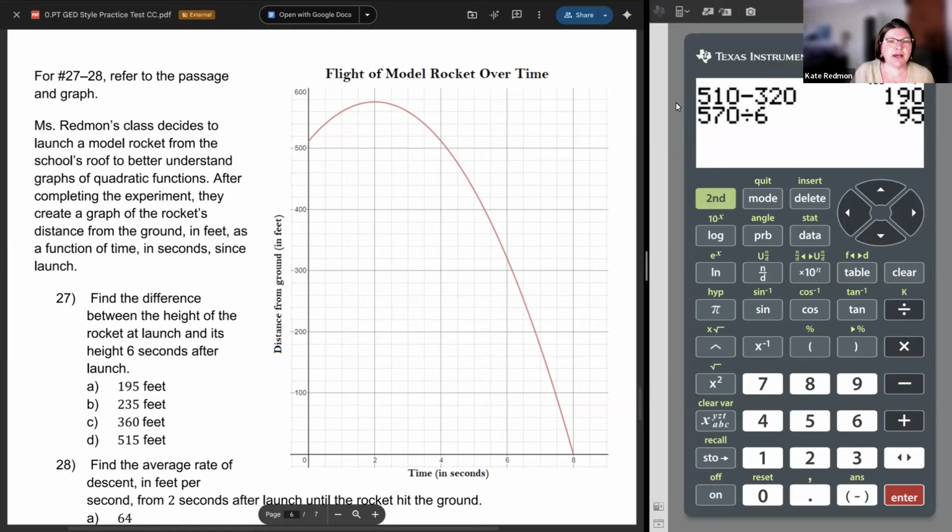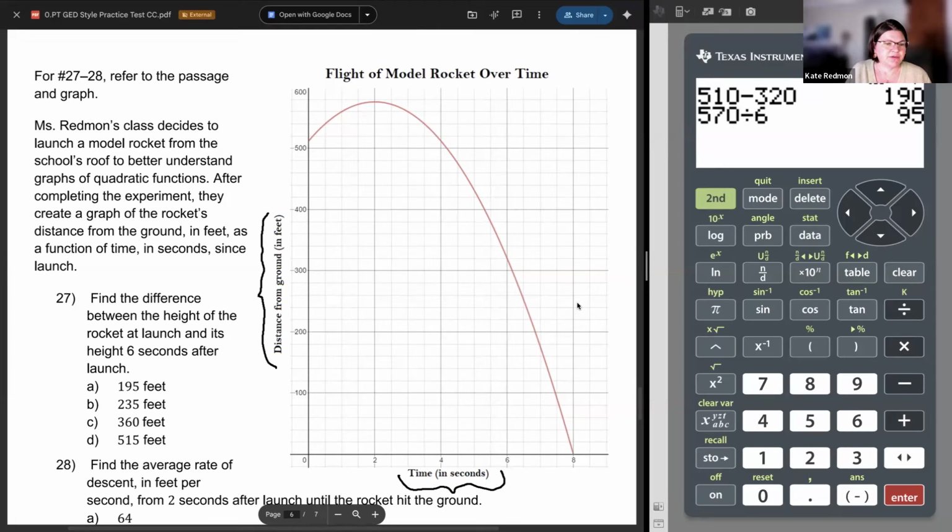So first of all, I'm just going to go ahead and read the passage and look at the graph. It says, Miss Redmond's class decides to launch a model rocket from the school's roof to better understand the graphs of quadratic functions. After completing the experiment, they create a graph of the rocket's distance from the ground in feet. Yep, we can see that distance from the ground in feet as a function of time in seconds since launch. And that little red arch there represents the path of the rocket, where it started and then how high it went and it falling.